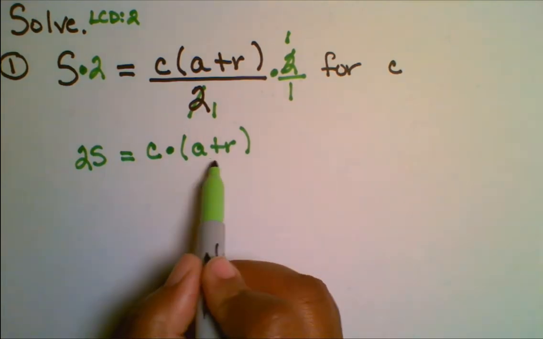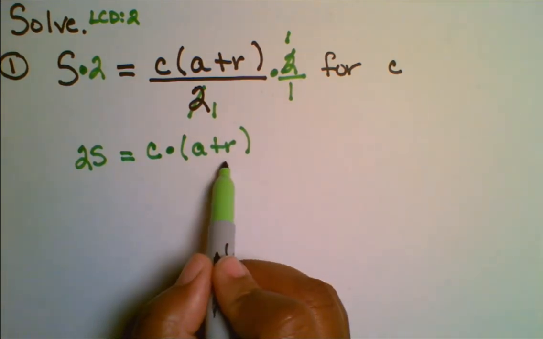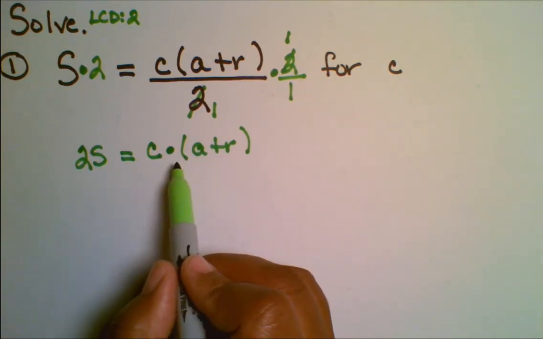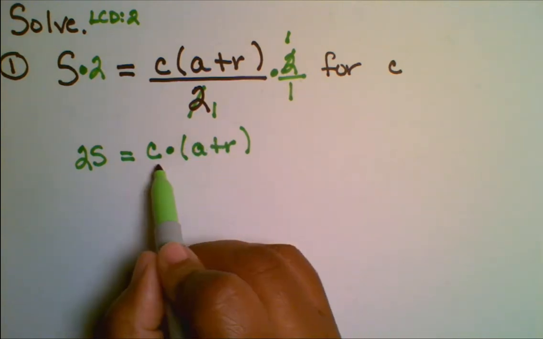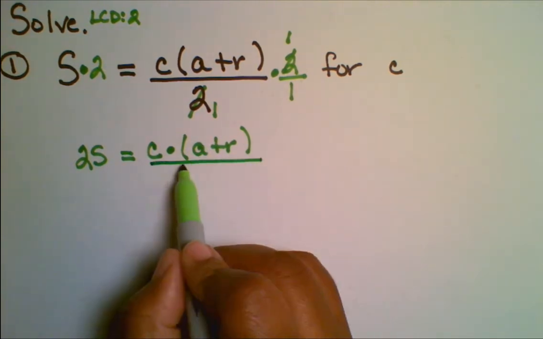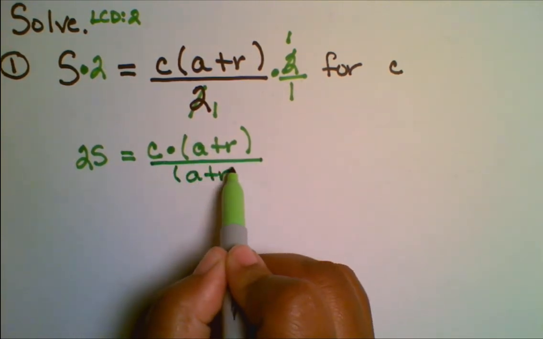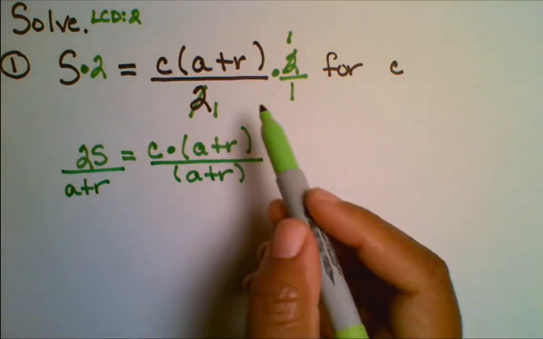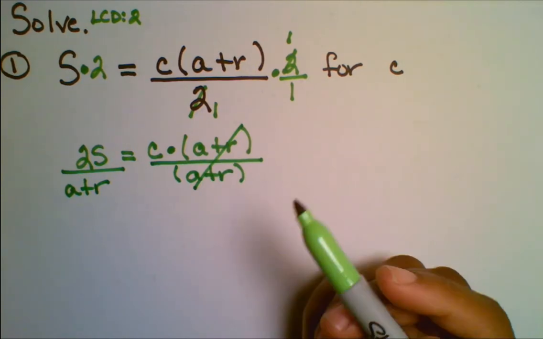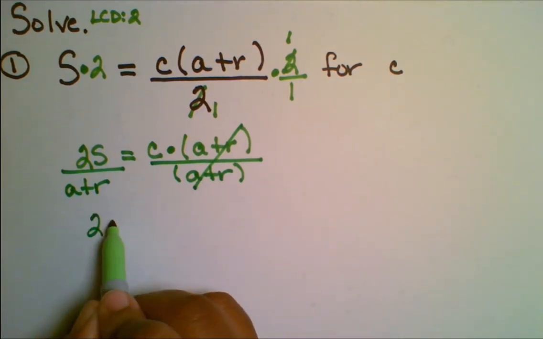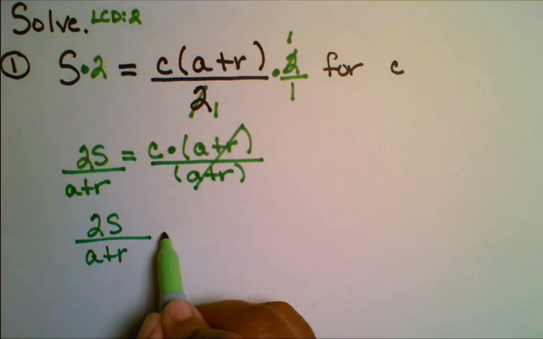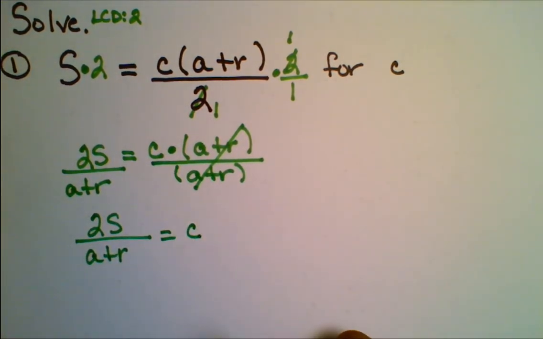So what this is saying is we want to move this A plus R. Because we are multiplying, this is a factor, we're going to divide A plus R to both sides. And then we have 2S all over A plus R is equal to C. And that is our solution.